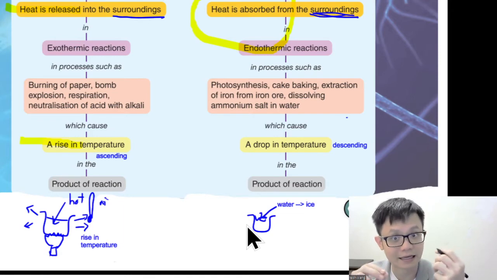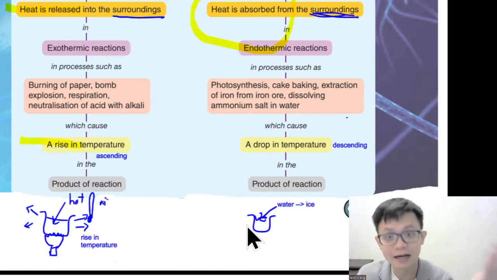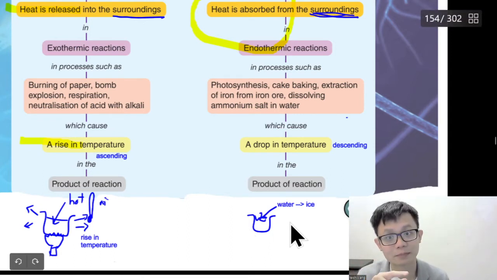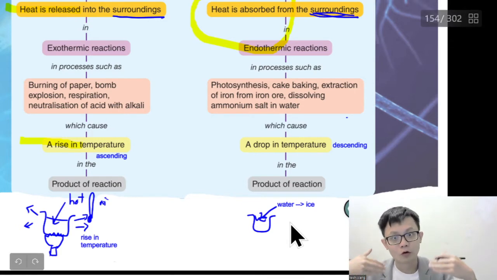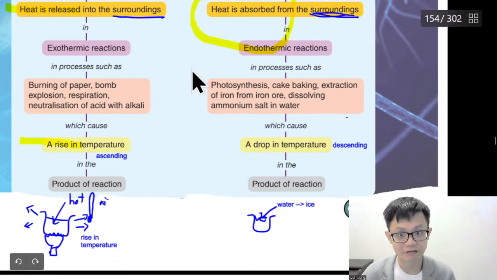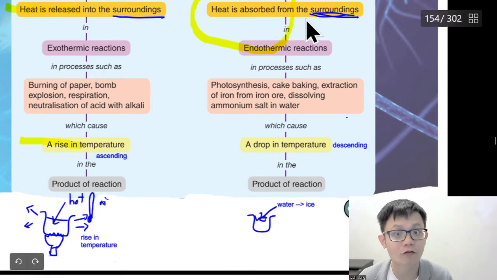Because we know that cold is not energy. Cold is just an absence of heat. So either you want to absorb heat or you want to release heat. We already covered this in the previous video. So here, because water becomes ice, water cannot absorb heat. Water must release heat to who? To the surrounding. That is why I say here, heat is absorbed from the surrounding.